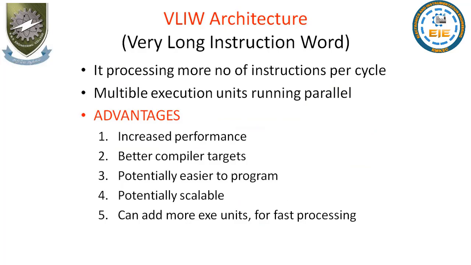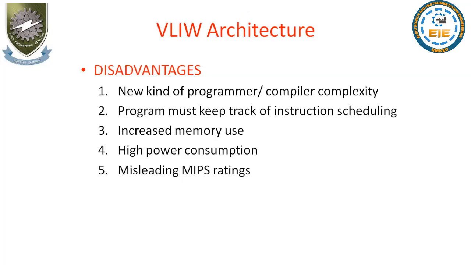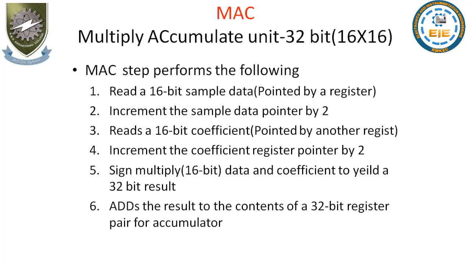The advantages are increased performance, better compiler targets, potentially easy to program, and potentially scalable; you can add more execution units for faster processing. The disadvantages are a new kind of programmer or compiler complexity. The program must keep track of instruction scheduling, increased memory use, high power consumption and misleading million instructions per second ratings. MAC, a multiply accumulate unit. It can multiply 16 by 16 data.